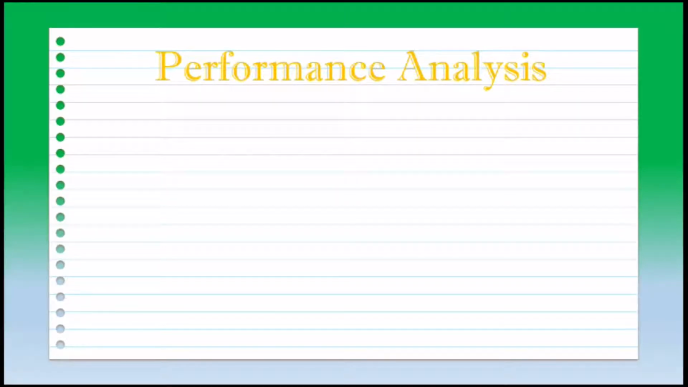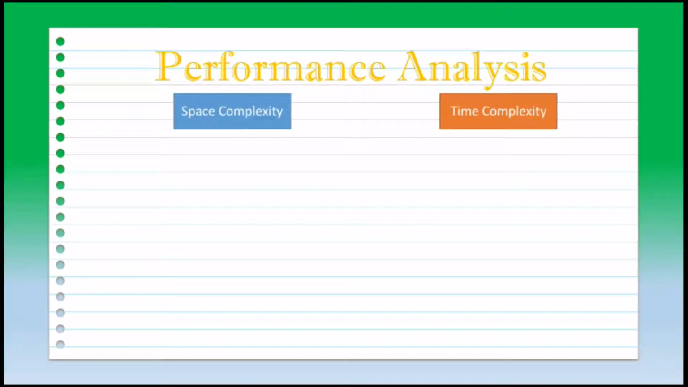Hello everyone. In this video, we will study how to calculate the space required to execute an algorithm. In the previous video, we have seen 5 criteria upon which we can judge an algorithm while writing it. Apart from that, there are two main criteria on which we can analyze the performance of an algorithm. The first one is space complexity and the second one is time complexity.